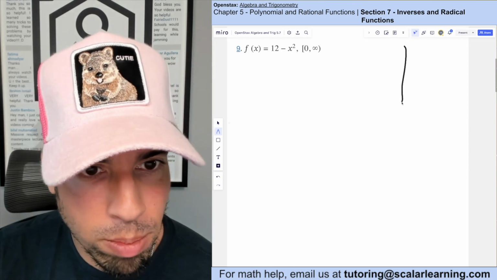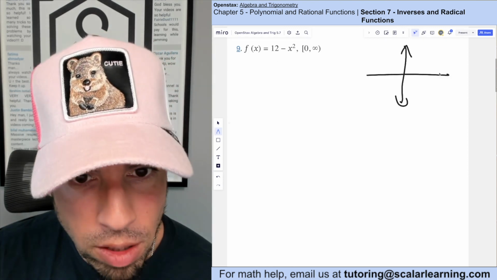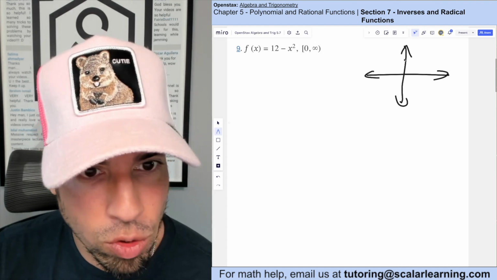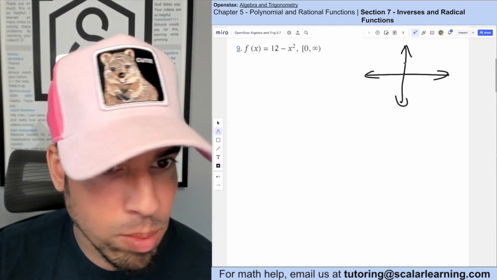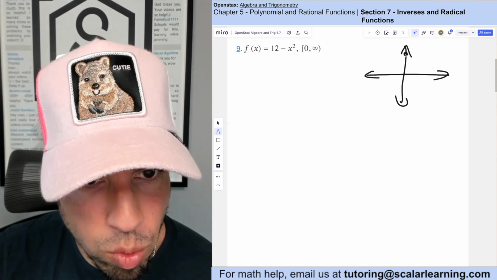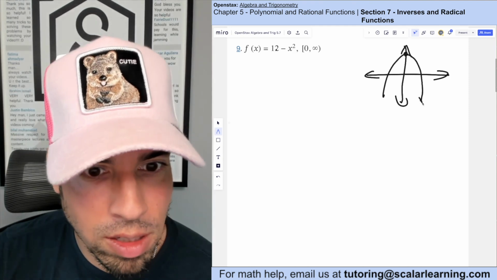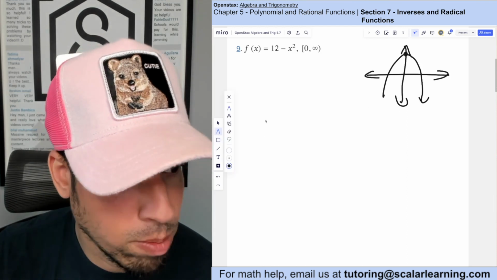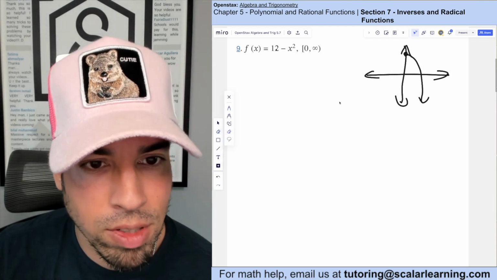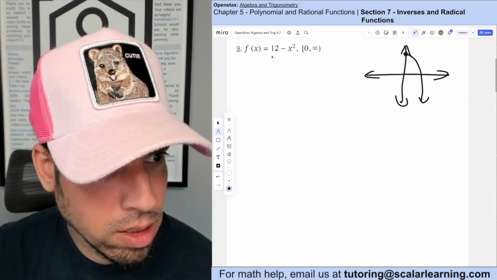And what this parabola would look like otherwise, without the domain restriction, since it's a negative x squared and a y-intercept of 0, 12, it would look like this at 12, kind of coming down like so. But what it's done here is it's saying from 0 to infinity, which means it's knocking off this left side. Now that's just to give you some context. Now let's do the algebra.